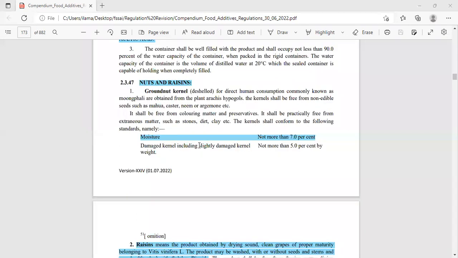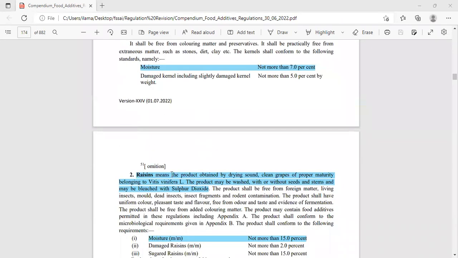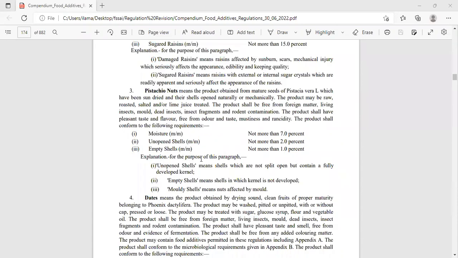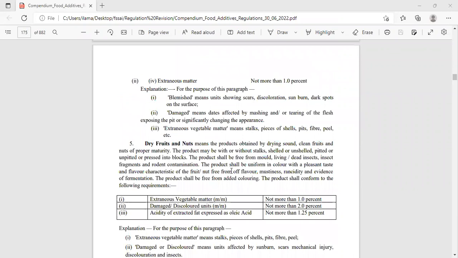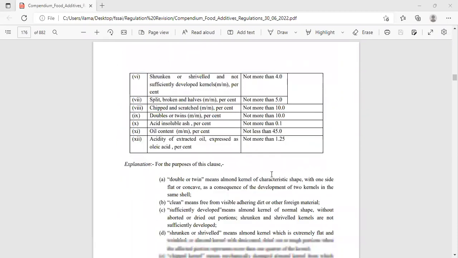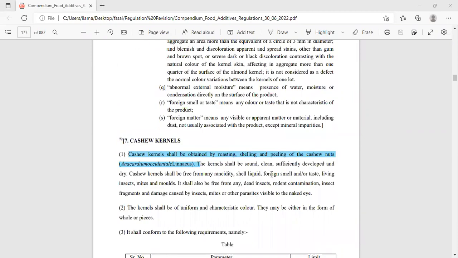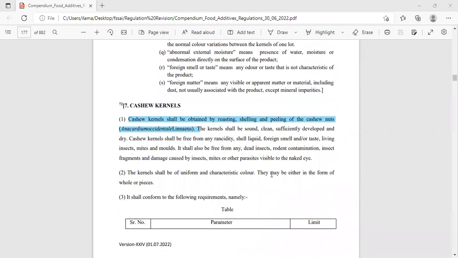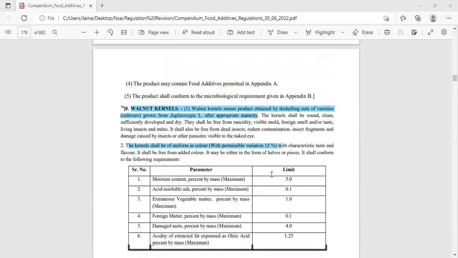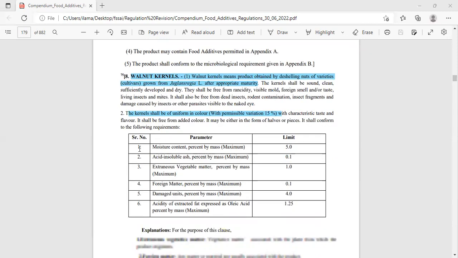Please make a separate note. And raisins will be bleached with sulfur dioxide. Then pistachio nuts, dates, dried nuts, almond kernels. Just go through the important parameters. And cashew kernels, and know the scientific name for cashew and almond. Here the walnut kernel should have a uniform color with a permissible variation of 15%.